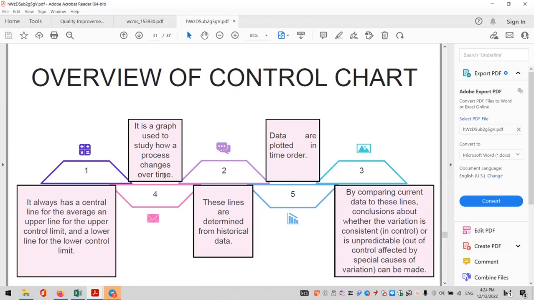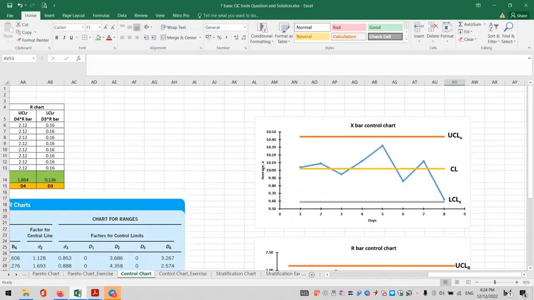It is a graph used to study how a process changes over time, and these lines are determined from historical data. And data are plotted in time order. Okay, in time order, because here the x-axis refers to time. Day 1, 2, 3, 4, 5, 6, 7, 8, 9, until 9 days. So until here we just plotted until day 8.